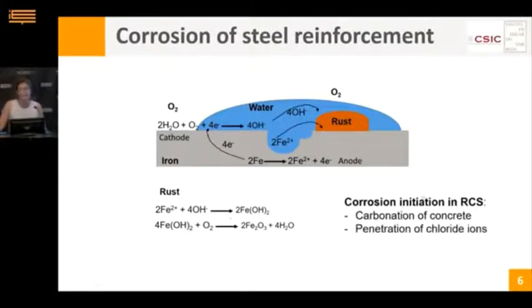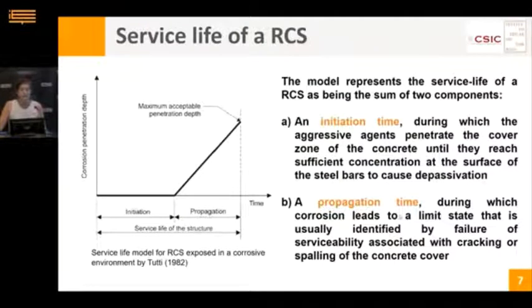The corrosion initiation in reinforced concrete structures can depend on the penetration of CO2 and chloride ions. The carbonation of concrete or the chloride penetration can cause the early deterioration of the structures, and continuous monitoring of them is required. But sometimes it's difficult to monitor continuously, and models are required to estimate the residual service life of the structures. Several researchers have used the two-tier model we can see in this picture. This model consists of two phases, initiation and propagation, and gives an idea about the deterioration of the structure.